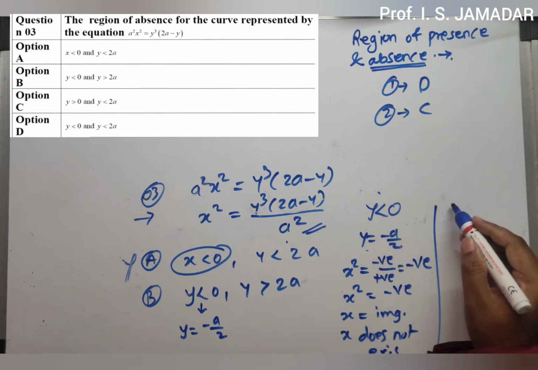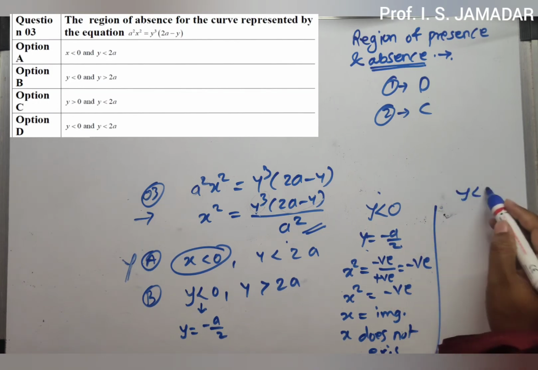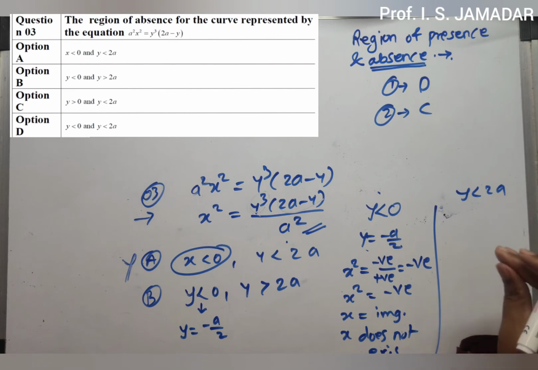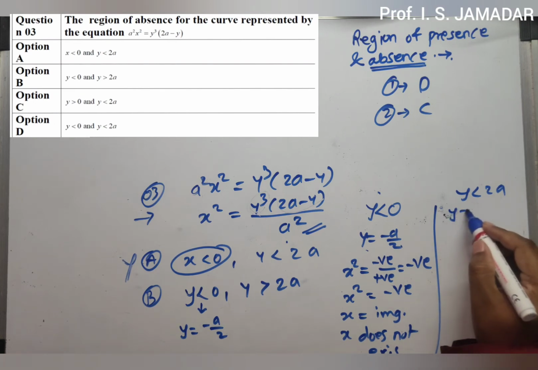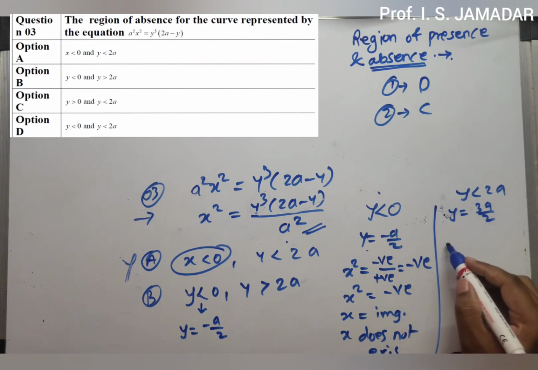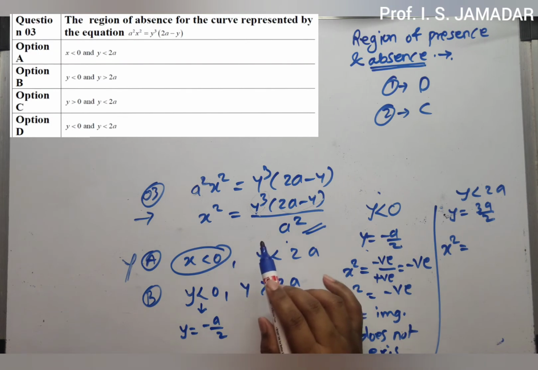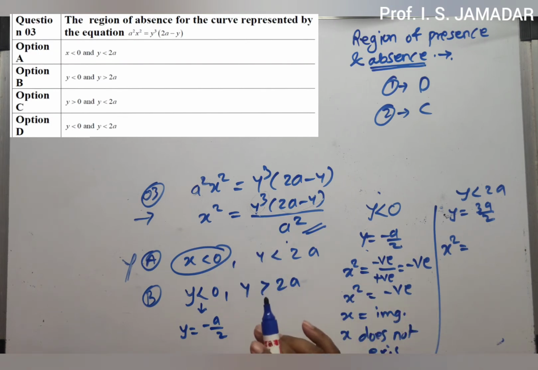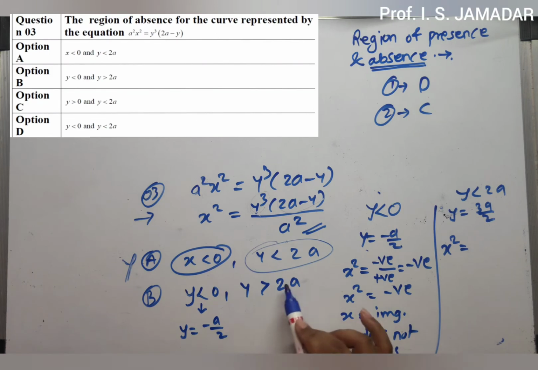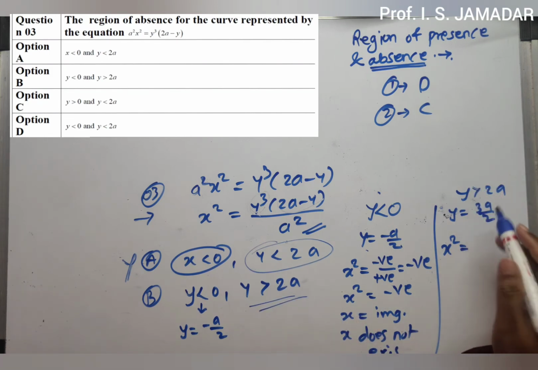Now for y less than 2a, suppose we take the value of y as 3a upon 2, less than 2a. So what can you say about x square, will it be positive or negative? For y equal to 3a by 2, it will be... okay. And the option, so we have taken it wrongly. We have to consider y greater than 2a. Y greater than 2a is option B.